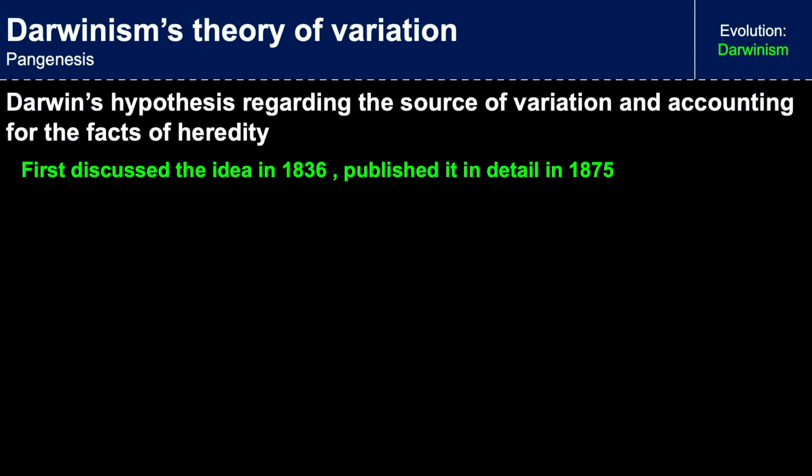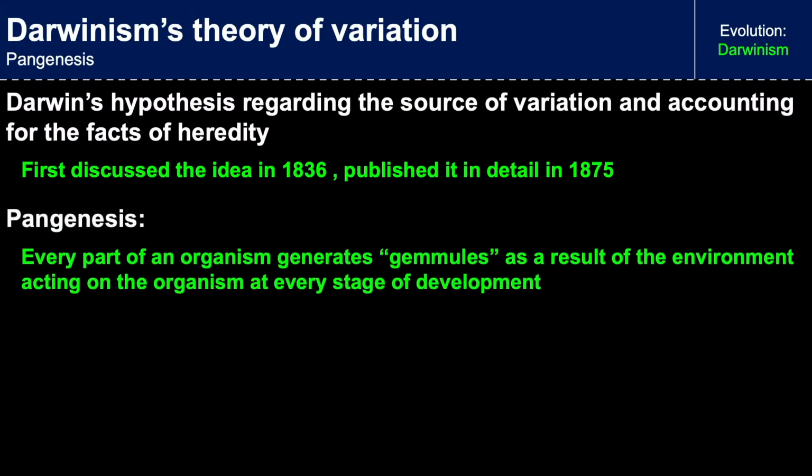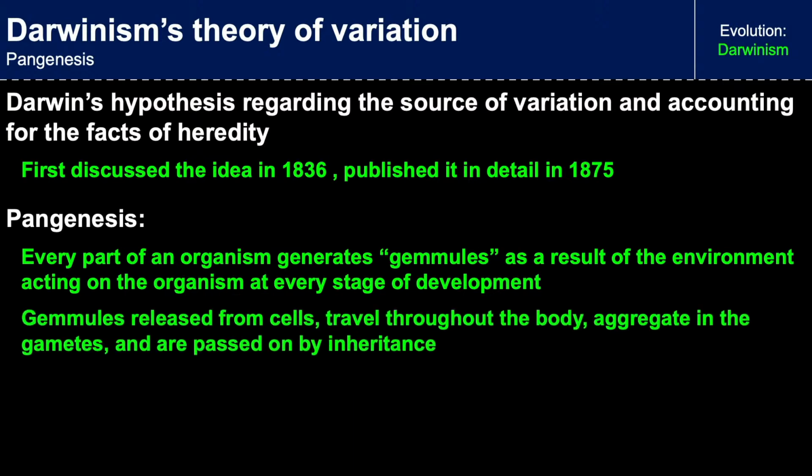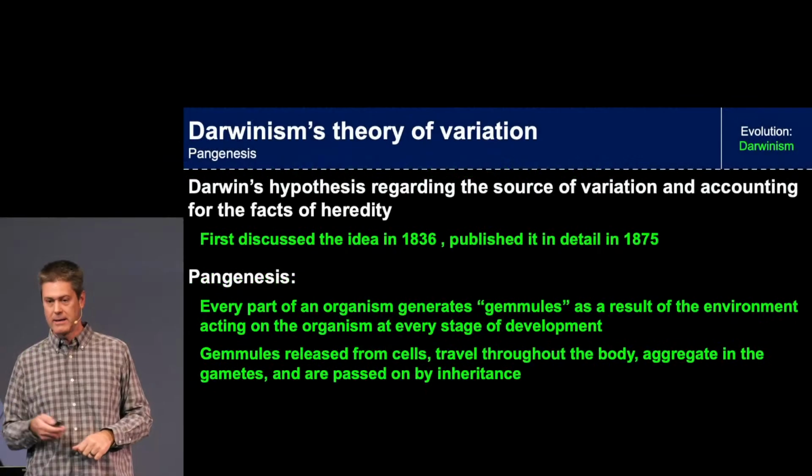So what is his theory of pangenesis? Basically the idea is that every part of an organism generates these things called gemmules, and that those happen as a result of its interaction with the environment. And that happens at every single stage of development in the creature's life. These gemmules are then released from the cells, and they travel throughout the body, and they end up in the gametes, or the sexual reproductive cells, and then they're passed on by inheritance. That was his idea of pangenesis.